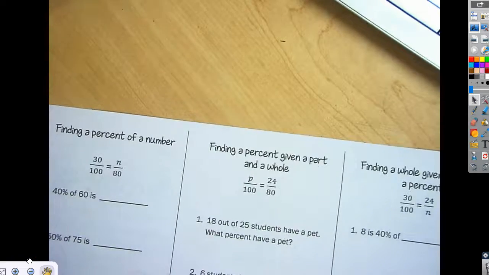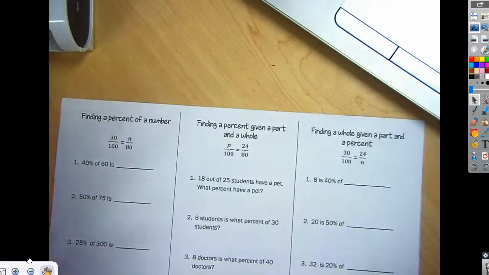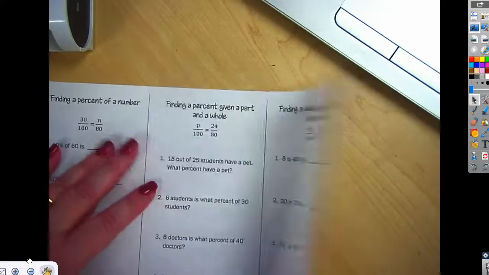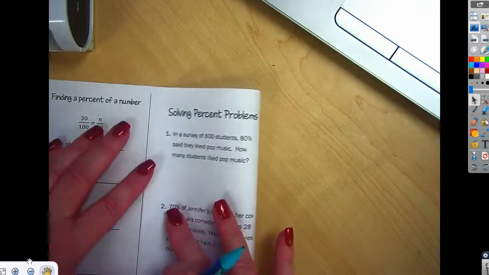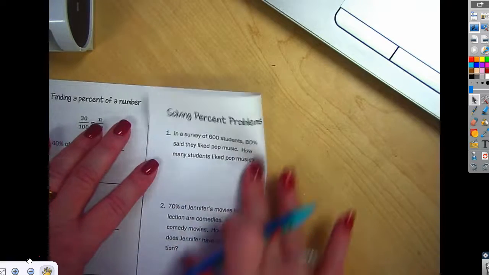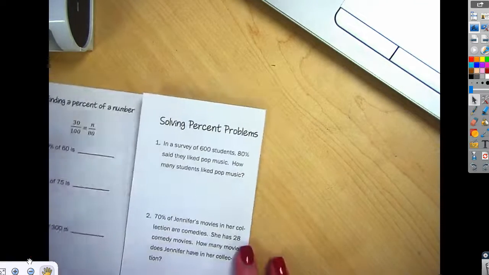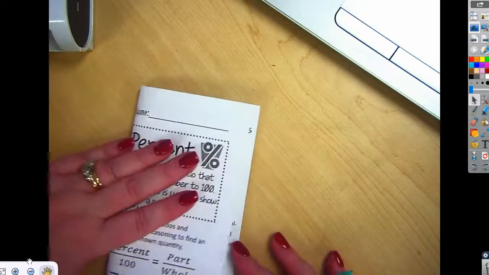Set that to the side. Let's look at this foldable. We're going to practice some problems with it. All right, it's a tri-fold. So you always fold the right end first, and then fold the left.